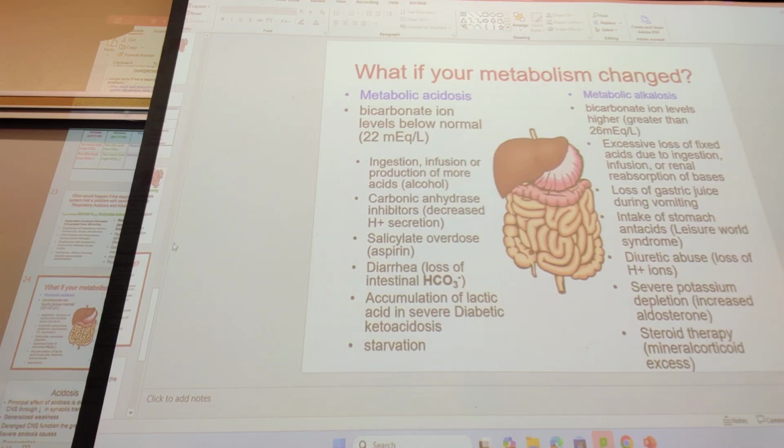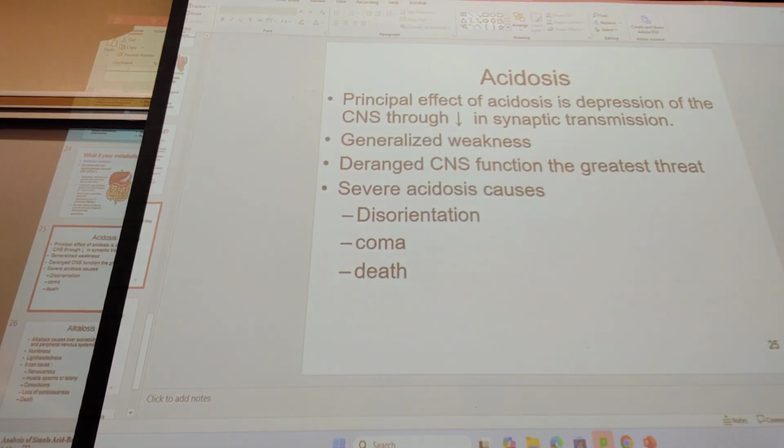Why do we care? If your patient is in acidosis, it can lead to death. That's why you care. Small pH changes have big ramifications. Why? It's based on a log system.